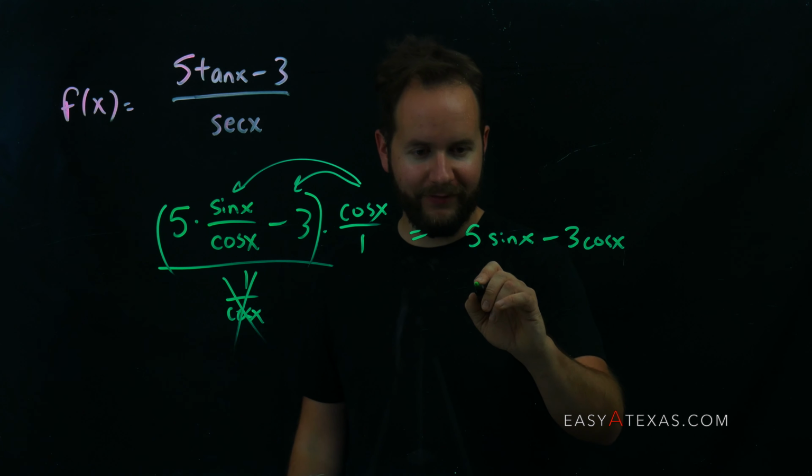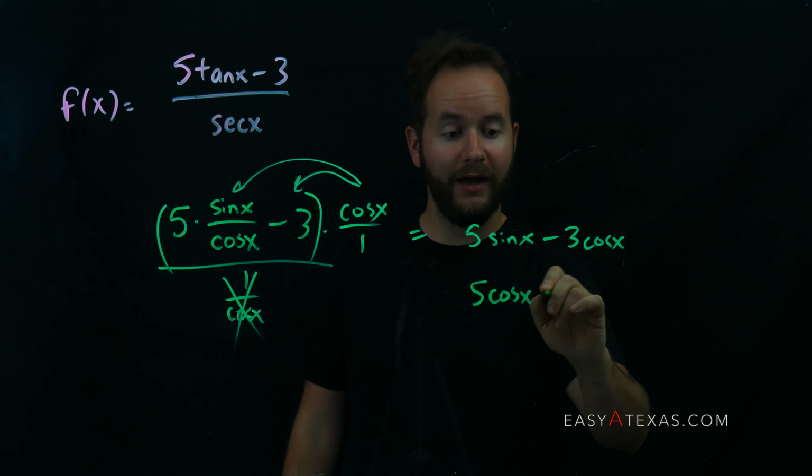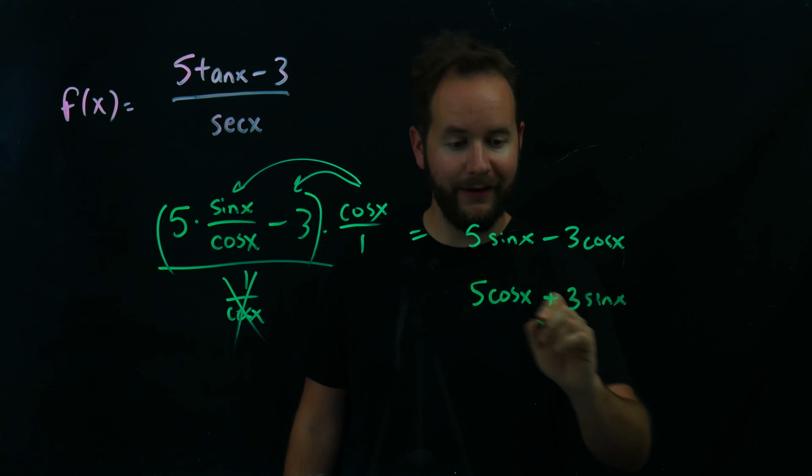The derivative of 5 sine of x is 5 cosine of x. And the derivative of cosine of x is negative sine of x, so negative 3 cosine of x becomes positive 3 sine of x. And that is your answer.